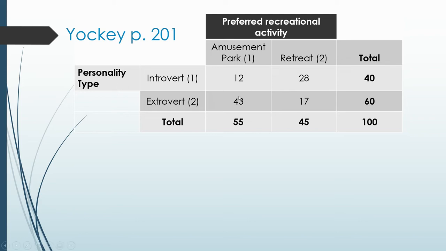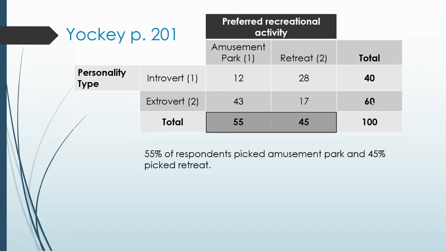Also notice that under amusement park, there were 55 total people who selected amusement park and 45 who selected retreat. Now, it's nice that we have 100 here, so hopefully you can see that 55% of the people, 55 out of 100, selected amusement park, and 45%, 45 out of 100, selected retreat. Likewise, 40% of the individuals were introverts and 60% were extroverts.